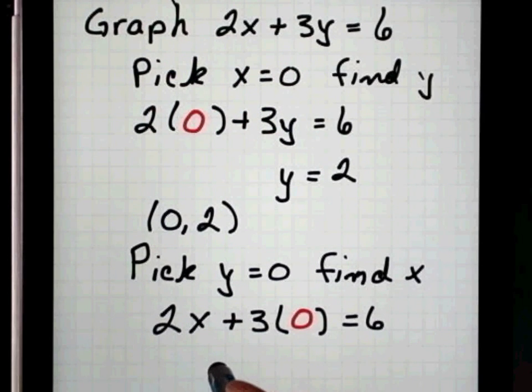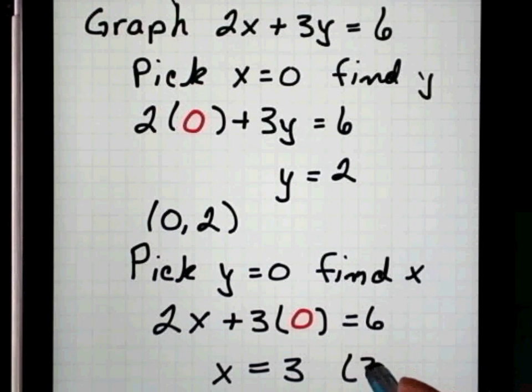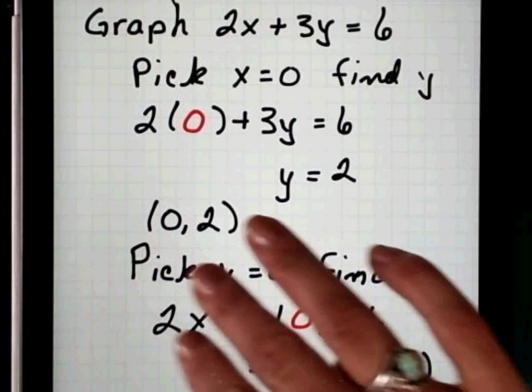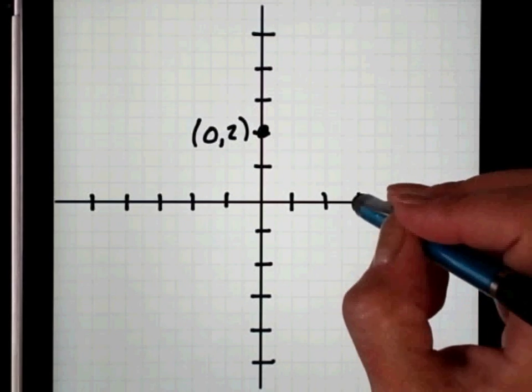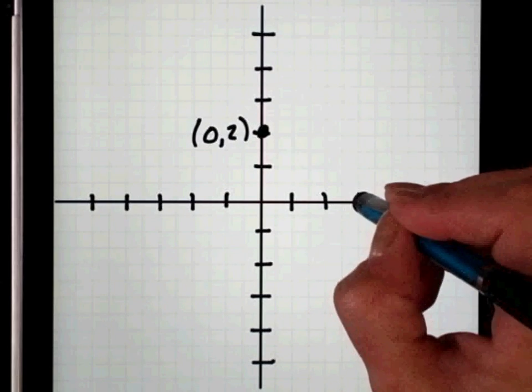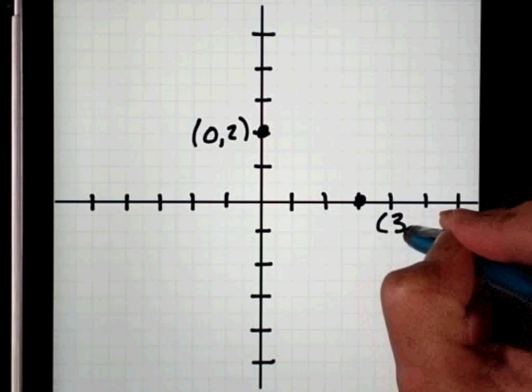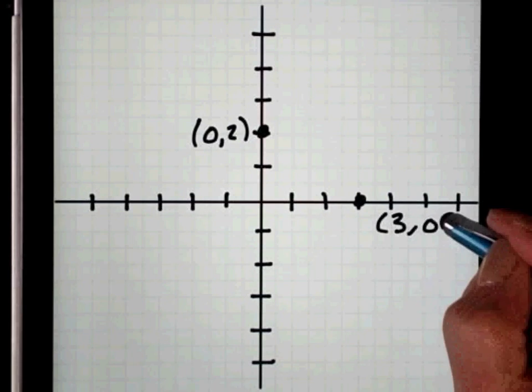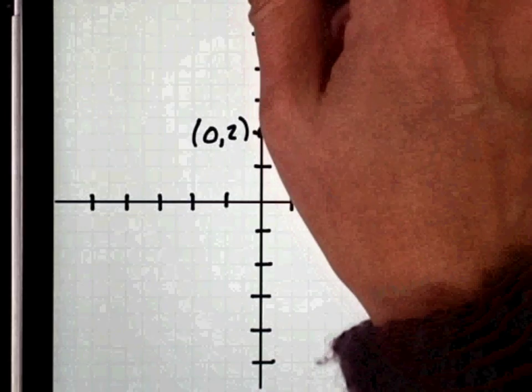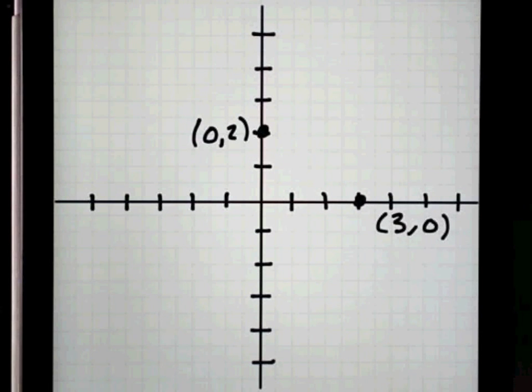Equals 6. Solve that and we get x equals 3, which means that the point (3, 0) is on our graph. So let's go back over here and put (3, 0) on our graph. Okay, now that's 2 points on our line.